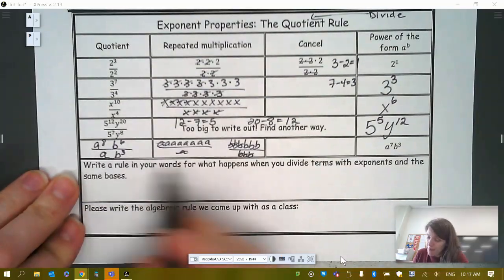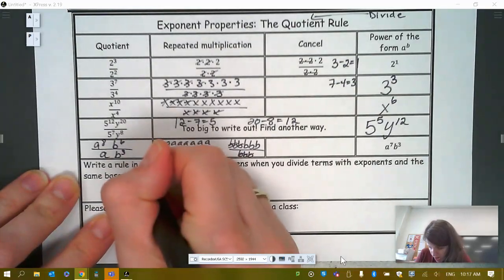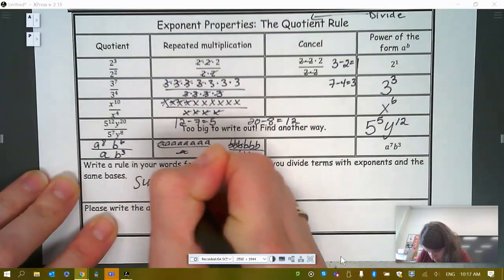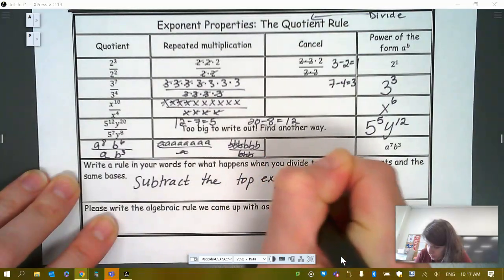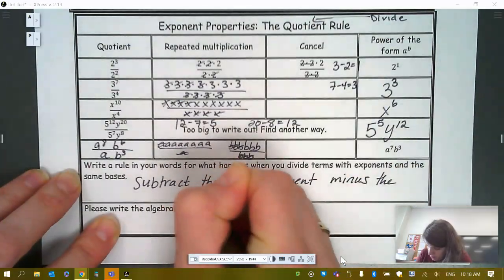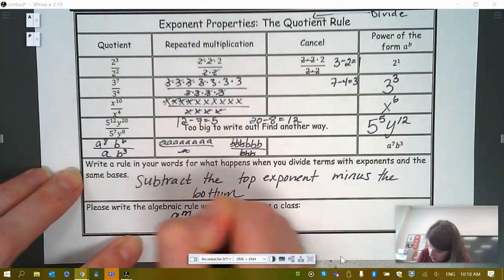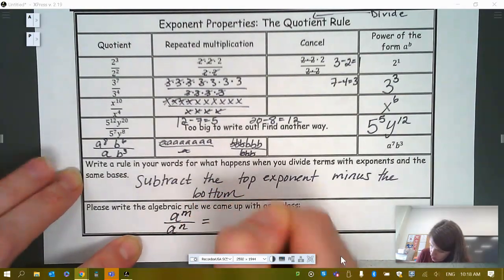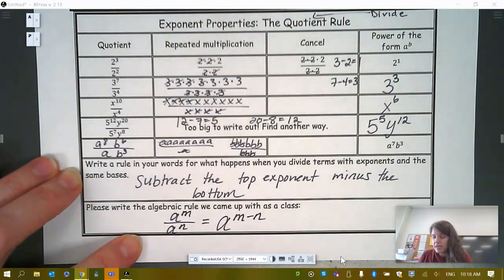All right, so what is the rule for what happens when you divide terms with exponents and the same bases? The rule is subtract the top exponent minus the bottom. So let's give an example. A to the m divided by a to the n is equal to a to the m minus n. Whatever these exponents might be, I would take the top one and subtract the bottom one, and I would end up with the number of exponents I should have.